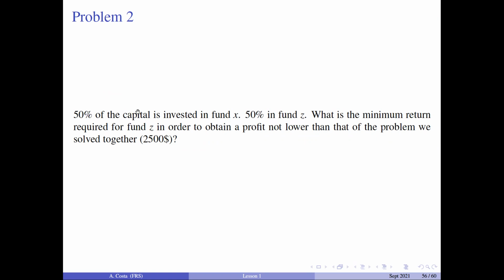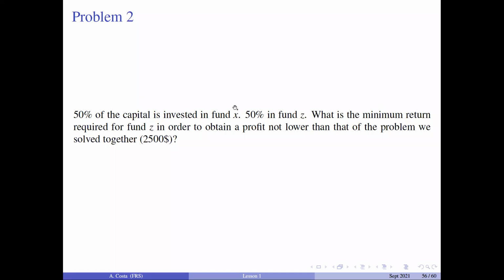The other thing is that, differently from this example, X is not a variable anymore, because now I know already, before solving the problem, the value of X and Z. So remember, when you know the value of something before solving the problem, it is a parameter. When you know it only after solving, it is a variable. So X and Z are not variables anymore. What is a variable now? Look, we want to find the minimum return required for fund Z in order to obtain a profit, and so on. So what we don't know now is the fund Z return, right? This is the new variable we have.